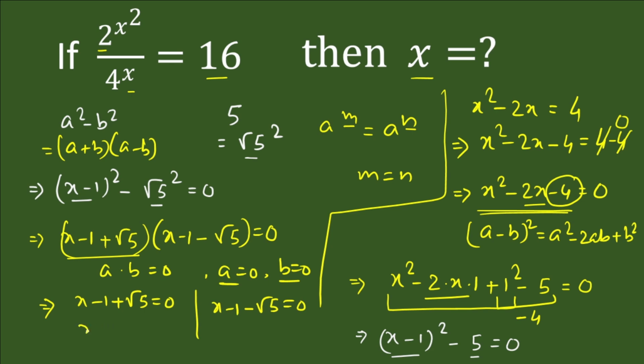Now from here, one value of x, x1, will be 1 minus square root 5. The other value, x2, will be, with both the terms positive in the right hand side, 1 plus square root 5. So here we have calculated two values, x1 and x2, and these are the answer of this problem.